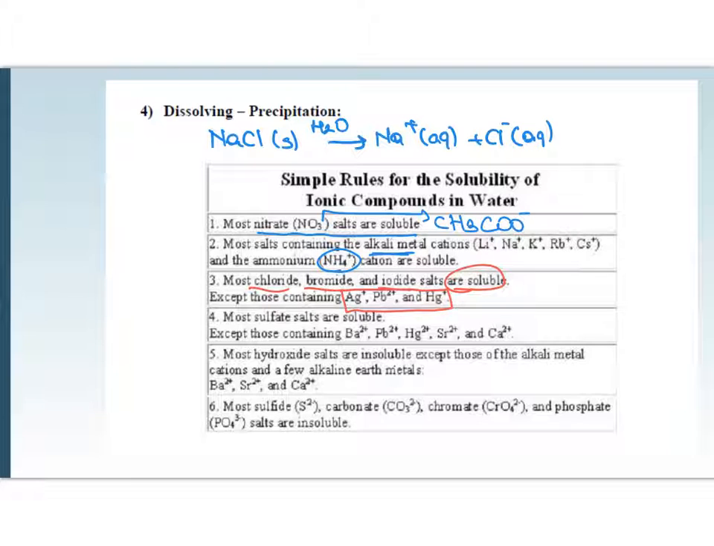mercury, they become insoluble. Most sulfates are soluble, but when they have the cation barium, lead, mercury, strontium or calcium, they become insoluble. Most hydroxides are insoluble, but if they have an alkali metal, sodium or potassium, then they are soluble. Most sulfides, carbonates, chromates and phosphates are insoluble if they don't have a group 1A alkali metal with them.